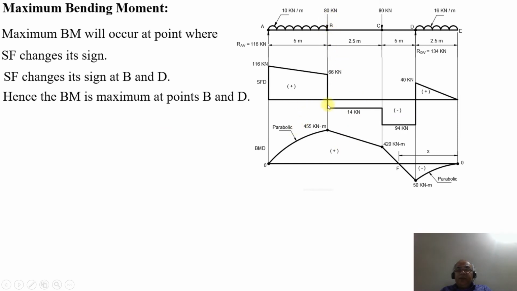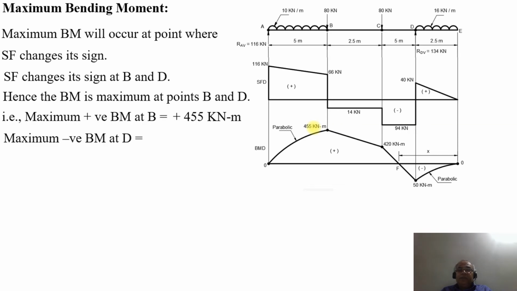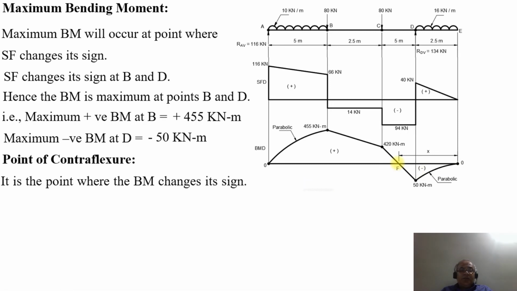Once you are at the point B, you are going to get the maximum positive bending moment, which is plus 455 kilonewton meter. And then the maximum negative bending moment is at the point D, which is going to be minus 50 kilonewton meter. Now, as the bending moment changes its sign from positive to negative at the point F, that is what we call the point of contraflexion. It is the point where the bending moment changes its sign.